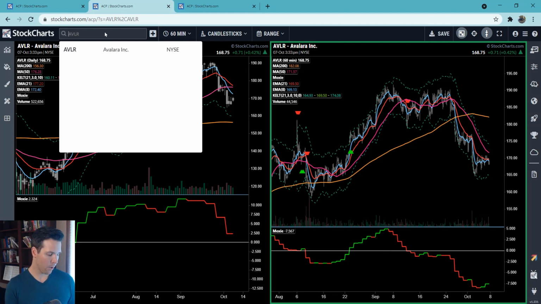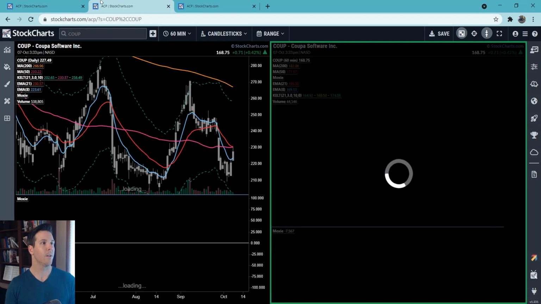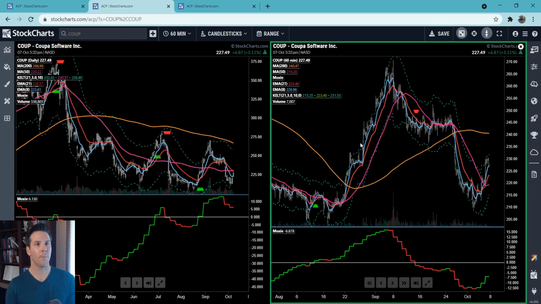Another one that we saw in that kind of space, Coupa Software. It looked like it was maybe trying to get going. It had a nice move up here, then pulled back, and maybe we're going to get another move. Well, nope. The Moxie indicator was telling us another situation, that this was not a good long entry. Look right here, same situation. Notice how price was trying to get up over the hourly 50, but the Moxie indicator never went positive.